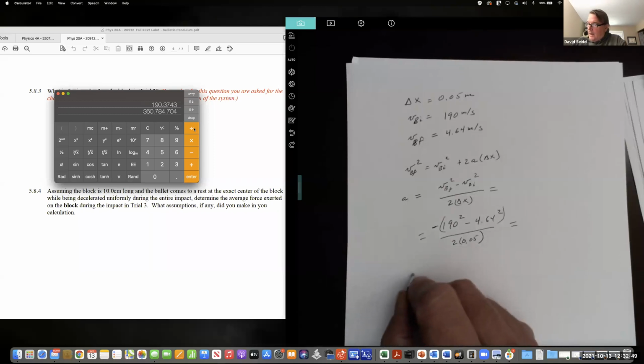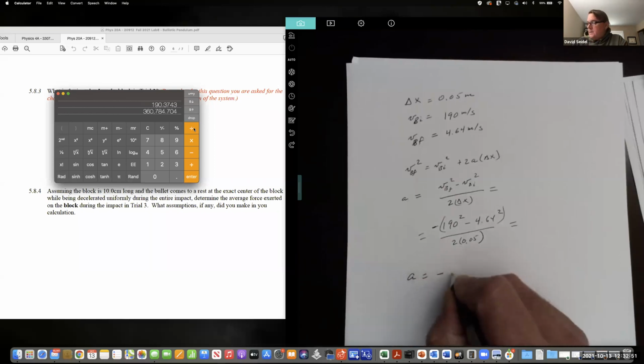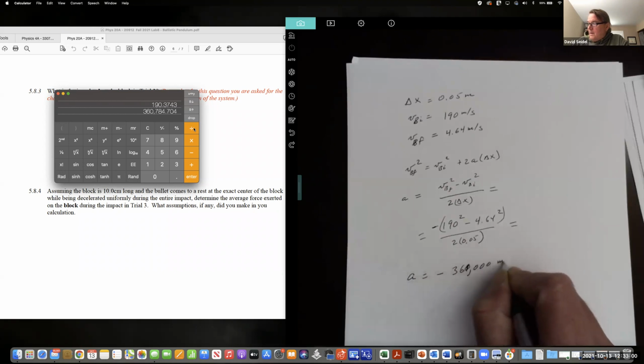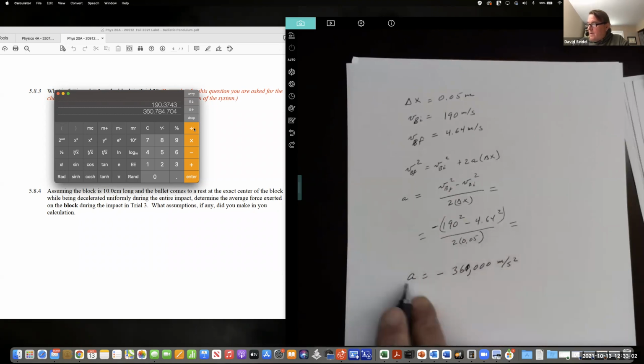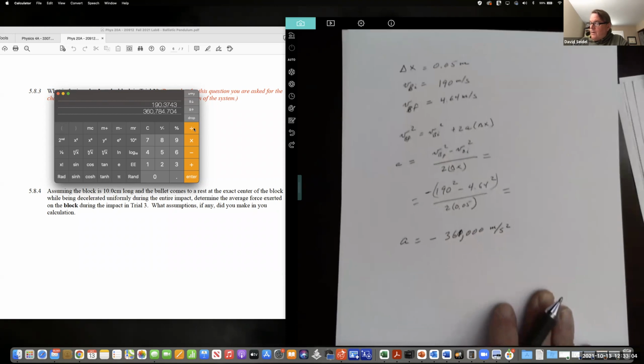So A is equal to minus 361,000 meters per second squared. Pretty high deceleration.